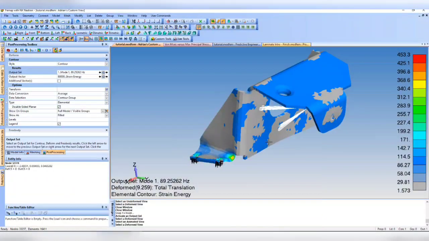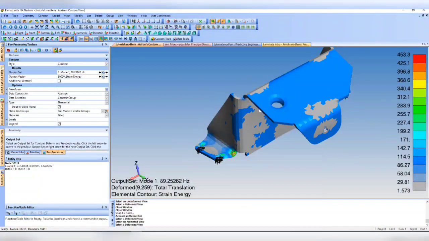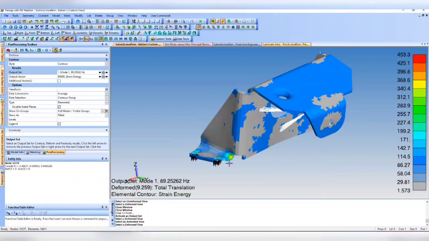And when you make it thicker, your K value will become stiffer, and you'll be able to have a higher natural frequency value. Anything you want to add to that, Vinay?